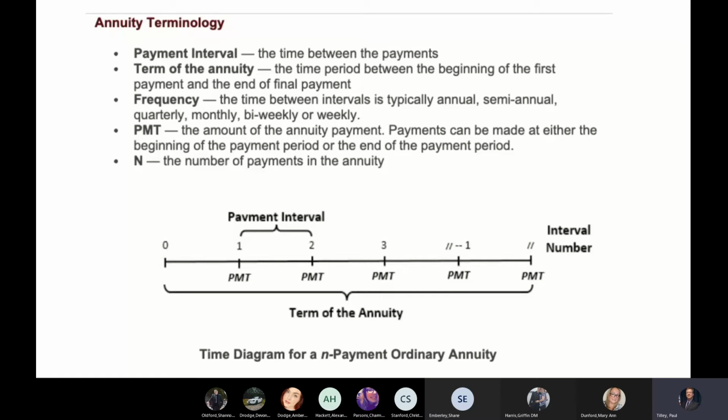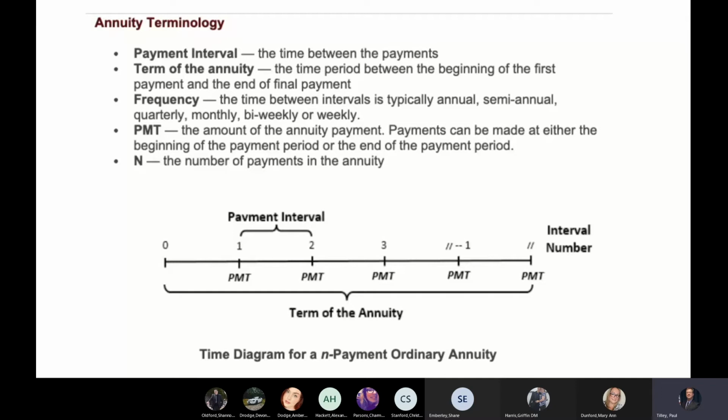The next thing we have to concern ourselves with is what's called the term of the annuity. Most annuities have a set term. For example, that bank loan for the car that I talked about, 60 months. The frequency is the time between the intervals. Typically it's annual, semi-annual, and so on. Then the payment, which is the amount of the payment, and for short the terminology we use is PMT.